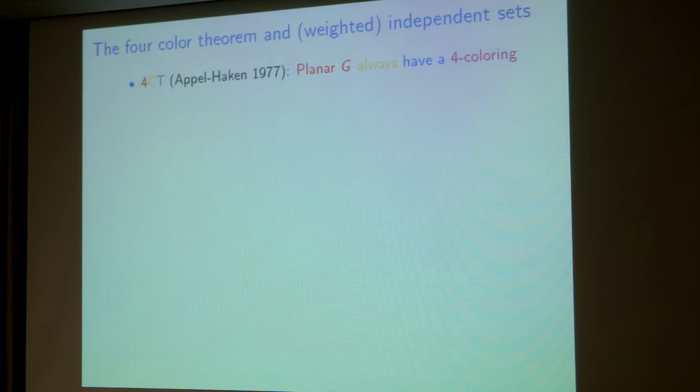Now it's the four-color theorem, and it was proven in 1977 by Appel and Haken. But before 1977, people were not sure whether the four-color theorem was true or not. So they were also trying to come up with some weaker notion that would be a corollary of the four-color theorem, and think about that. So what is the four-color theorem?